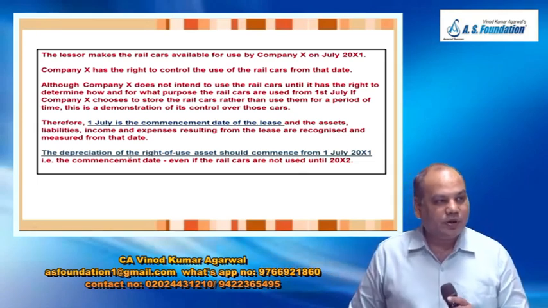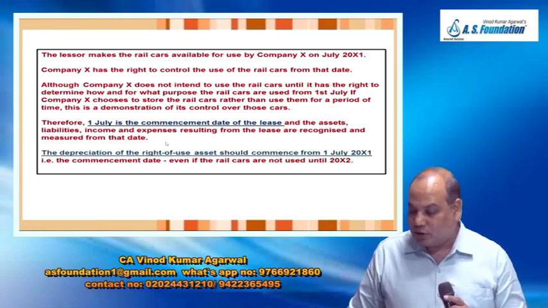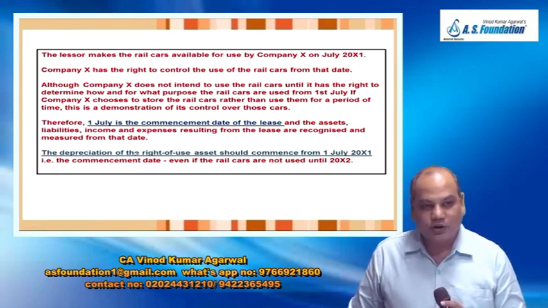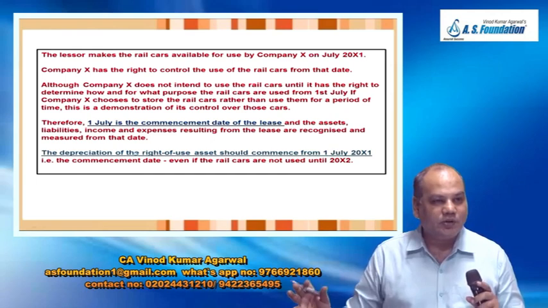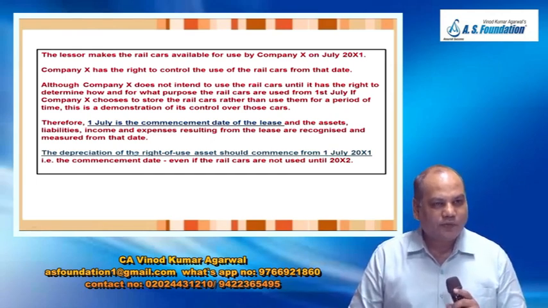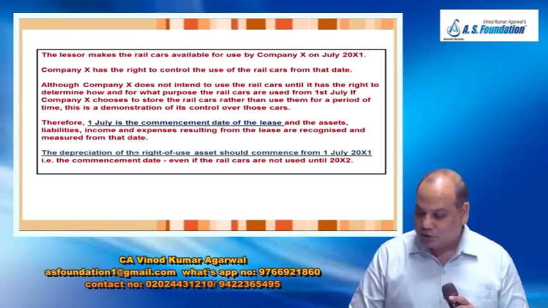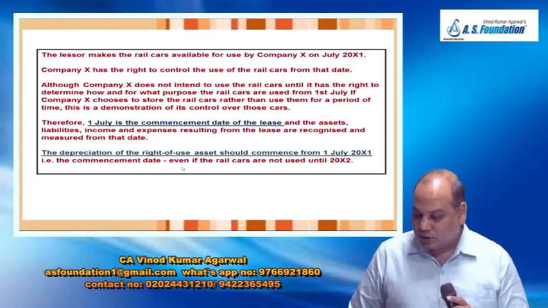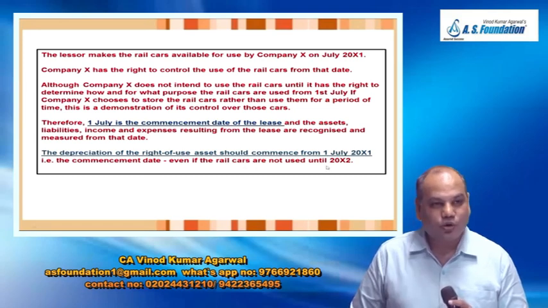And what about the depreciation? Now you have learnt in many standards, depreciation begins once the asset is available for use. Asset is available for use. Actual use is not necessary. The depreciation will commence from 1st July, that is when the asset is available for use, even if the rail cars are not used until 2002.